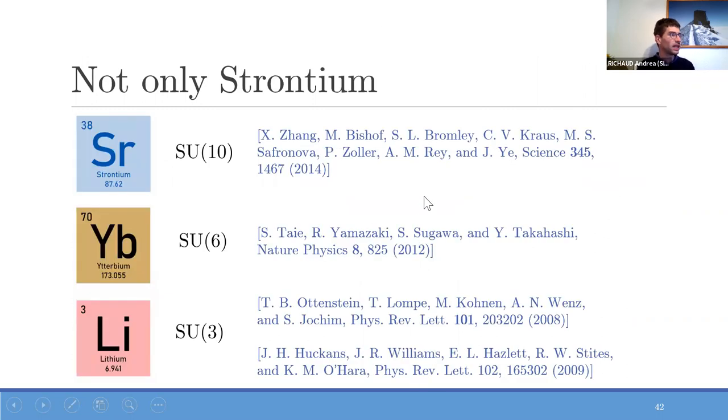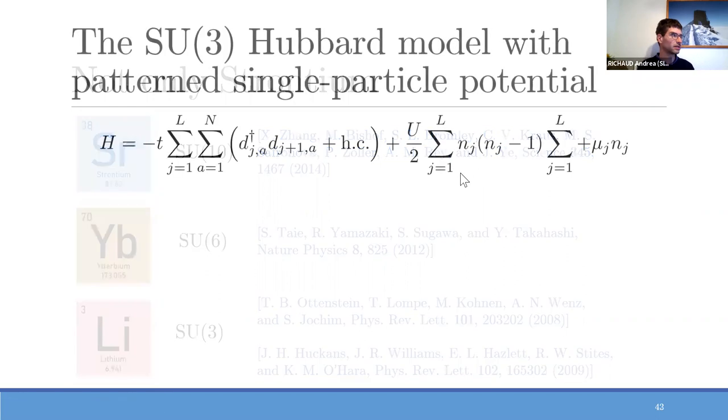As I was saying, strontium offers 10 possible flavors, but it's not the only element that can be used to build SU(N) symmetric systems. Ytterbium offers six flavors and lithium offers three flavors. And these are some references about experiments where these things are done in practice.